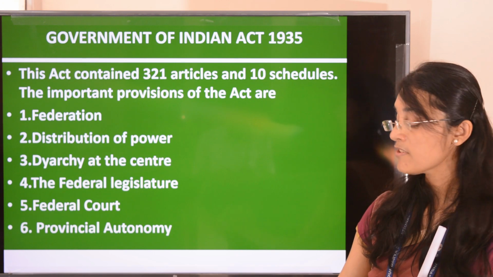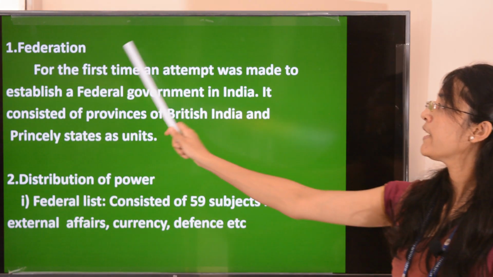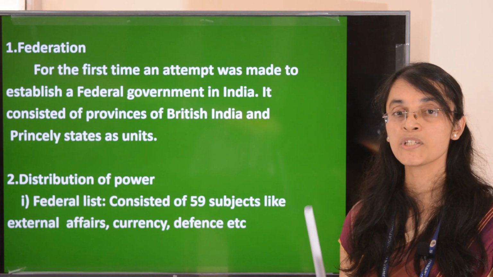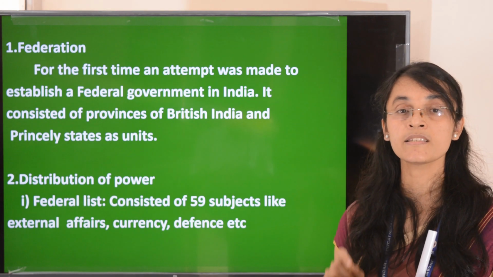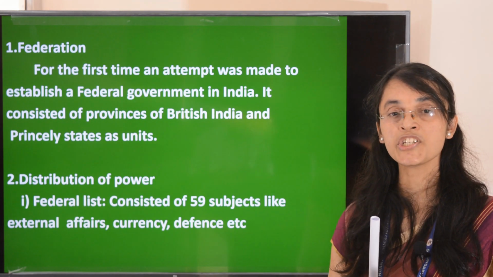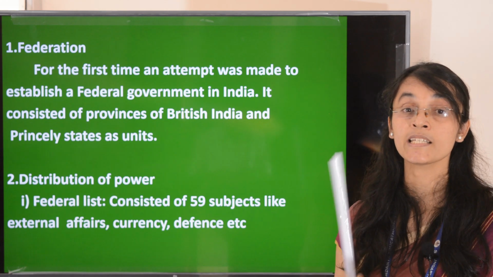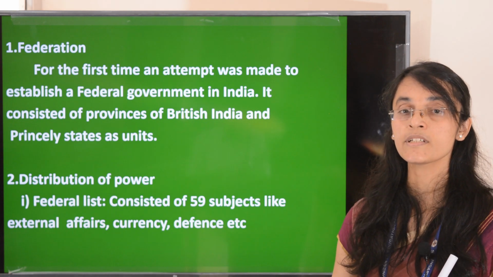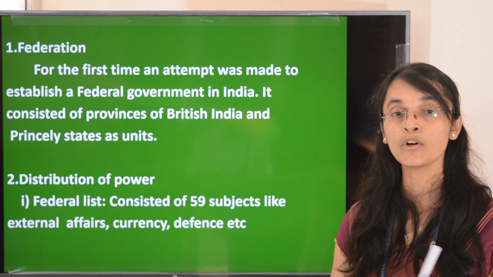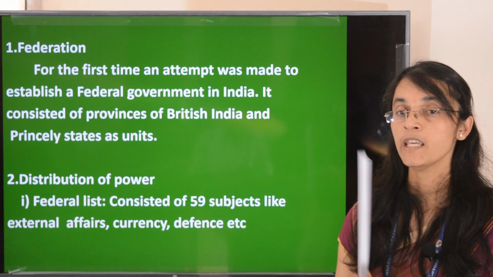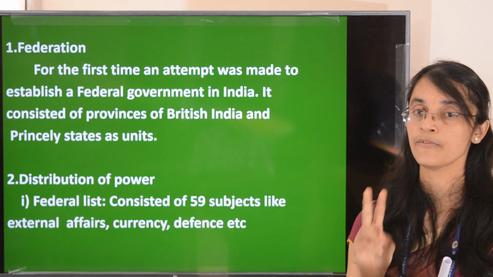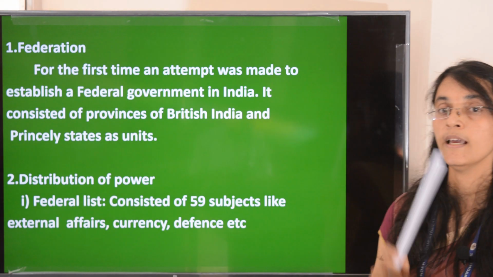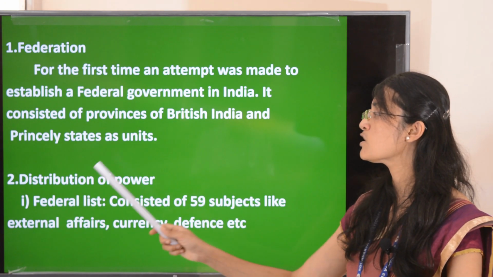In that, the first one is federation. See students, this act provided for the establishment of the Federation of India. This consisted of provinces of British India and princely states as its units. That means this act for the first time made an attempt to introduce a federal government in India. Here federal government means two sets of government, that means division of power between center as well as provinces. Then the second provision is distribution of power.